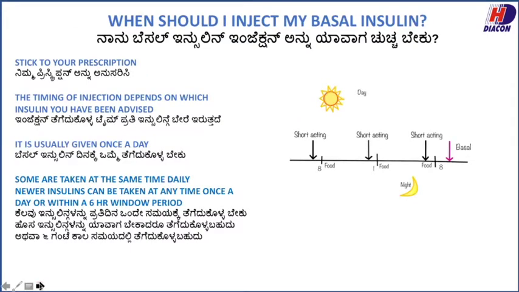When should you inject the basal insulin? Now again, your prescription will have this. So usually we ask people to take it once a day. Rarely, it may also be given twice a day for people who require a larger amount of insulin. So if you're taking it once a day, we ask you to take it either in the morning or in the night. So stick to the same time daily.